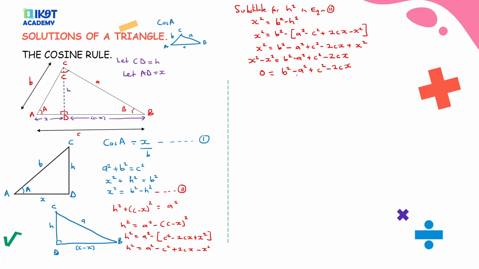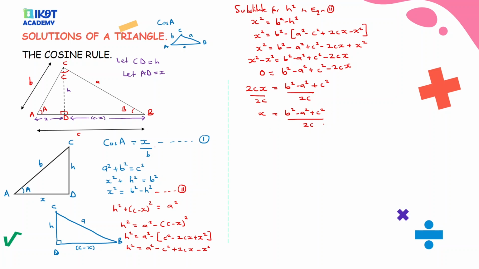So now, eventually, we can bring 2cx this side, because the intention of this whole thing was to make x the subject such that we can eliminate x from here. So we bring it this side. So we have 2cx is equals to b squared minus a squared, and I think plus c squared. So this is what we have. So we can divide through by 2c, divide through by 2c. So we get x is equals to b squared minus a squared plus c squared out of 2c. So this is now our value of x.